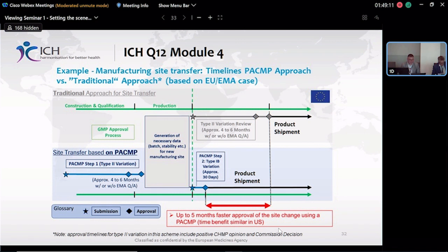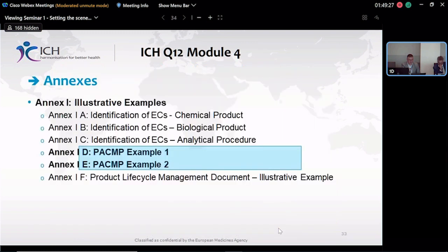And we're seeing change management protocols being used a lot more in the last years, and especially, for example, with some of the vaccines and therapeutics during COVID, we're seeing these tools being used to expedite approval and availability. There are a number of annexes in the Q12 guideline, 2 examples on change management protocols, so I'd encourage you to take time to have a look at the annex of the Q12 guideline.